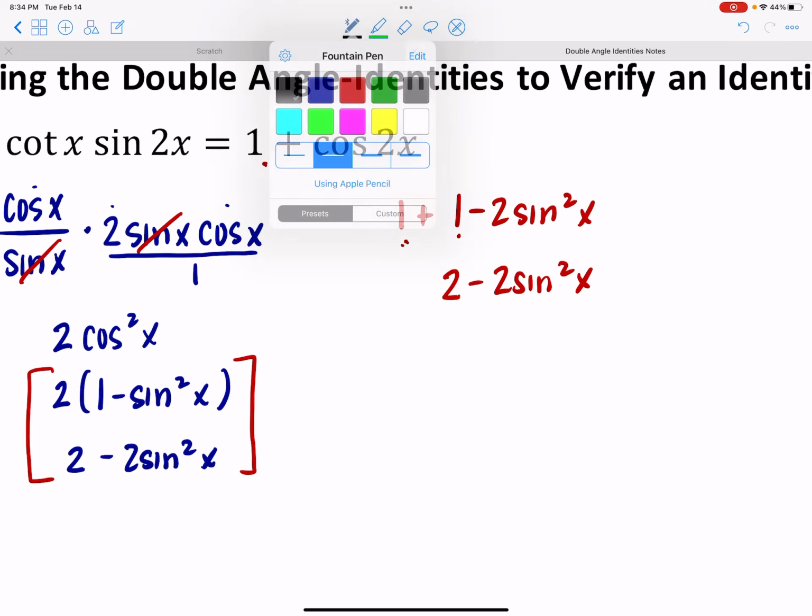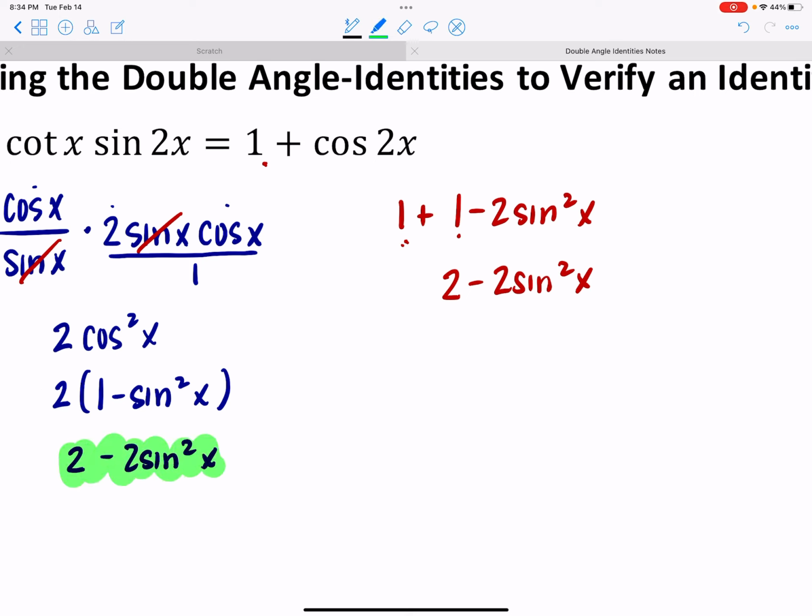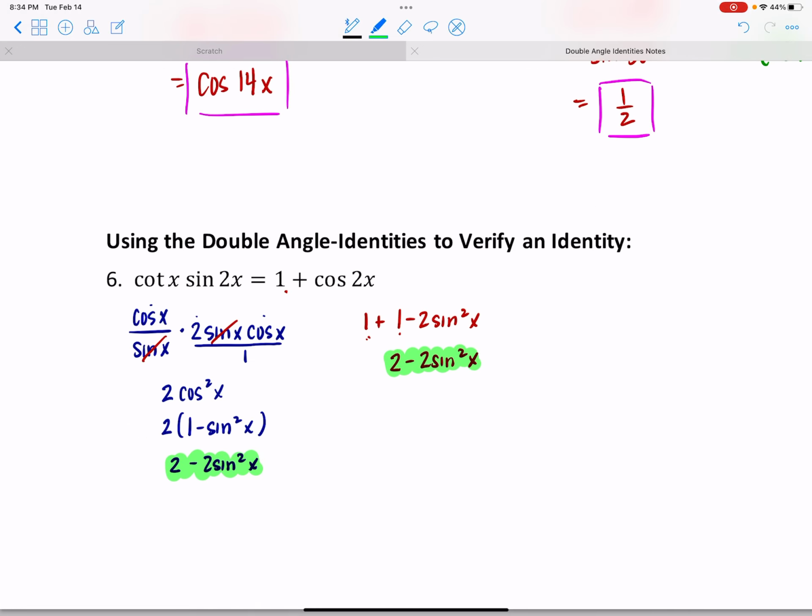Let me just draw a line to separate. Let me get rid of this because I don't need it. So on the left, I got stuck with 2 minus 2 sine squared. Then I went to the right and did some swapping out there, and I ended up at the same stuck place, which is good. Because if we want to verify, we just need one side to match the other, and we did that. So we had to use 2 double angle identities, but it all worked out.